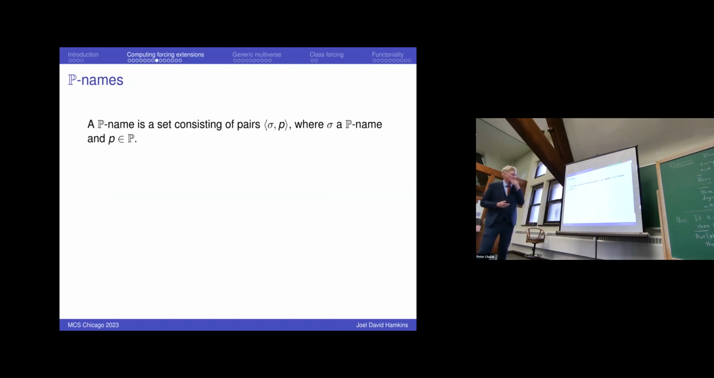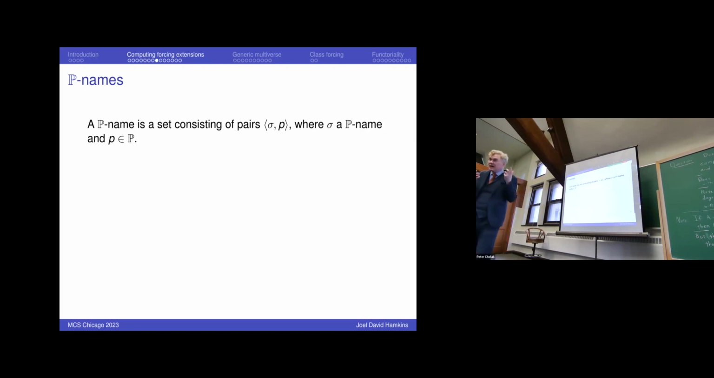Okay, so let's continue, because we haven't built the forcing extension. We've only got the filter so far, but I want to build M of G. So what is a P name? Well, a P name is a bunch of pairs, sigma comma p, where sigma is a P name and p is a condition. The meaning is that if you have a bunch of those pairs, then sigma comma p is an element. It's sort of telling you the kind of credence that you should have for putting the set named by sigma into the set that you're trying to name.